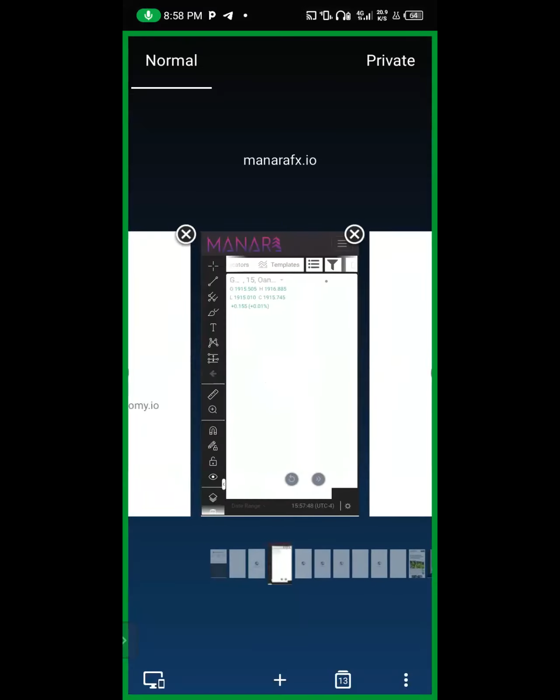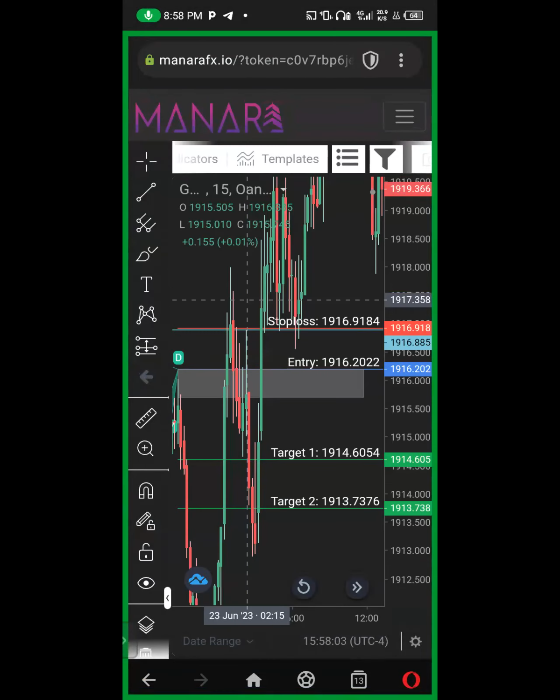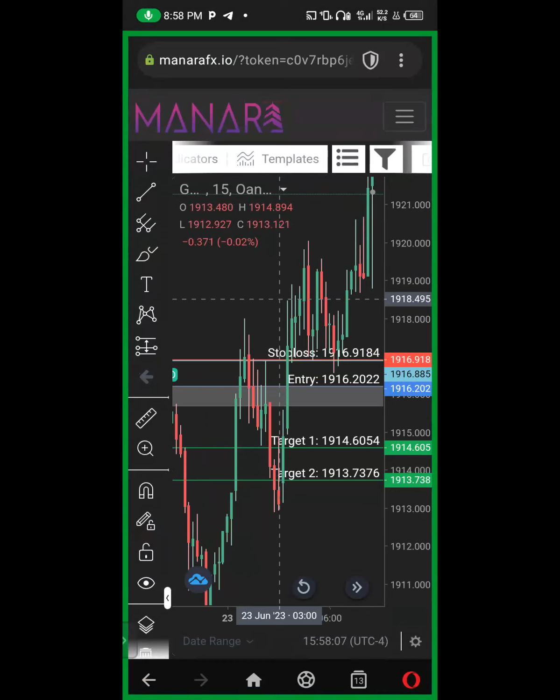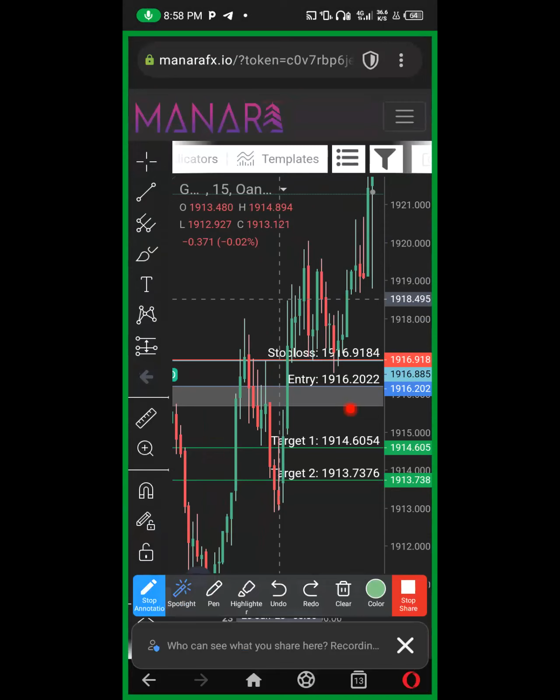It was last week, Friday. This was last week, Friday's trade, and it happened. Look at it. So let's say you take this trade from here. The trade came from here. That was the entry point. Guys, look at it. Okay, so it came from here.